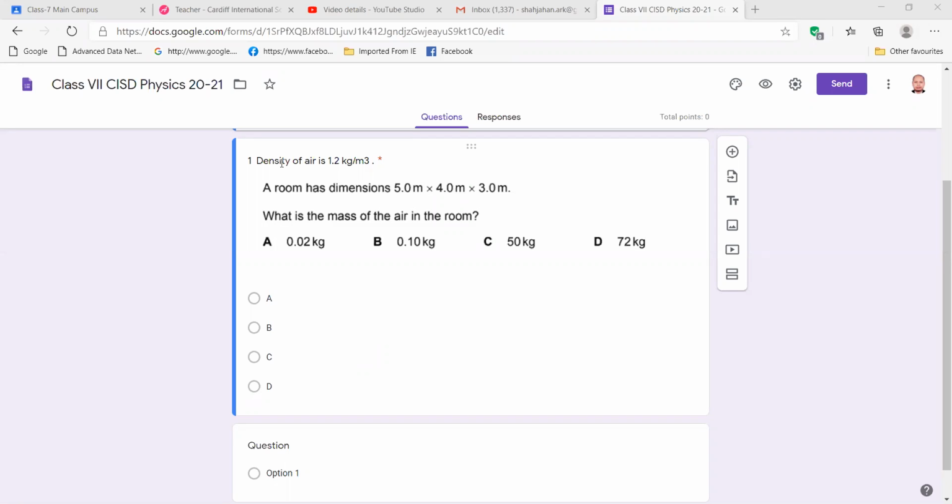Saleha, read the question loudly, please. A room has dimensions 5.0 meter multiplied by 4.0 meter multiplied by 3.0 meter. What is the mass of the air in the room? Sir, I know the answer.